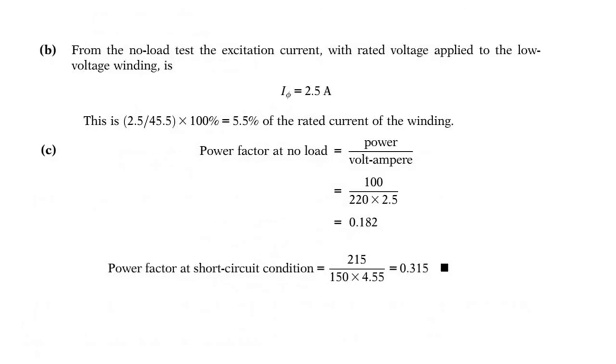From the no load test, the excitation current with rated voltage applied to the low voltage winding is I0 equal to 2.5 amps. This is 2.5 divided by 45.5 into 100 percentage, equal to 5.5 percentage of the rated current of the winding. Power factor at no load is equal to power divided by voltage ampere, then 100 divided by 220 into 2.5, which is 0.182. Power factor of the short circuit condition is equal to 250 divided by 150 into 4.55, which is 0.315.